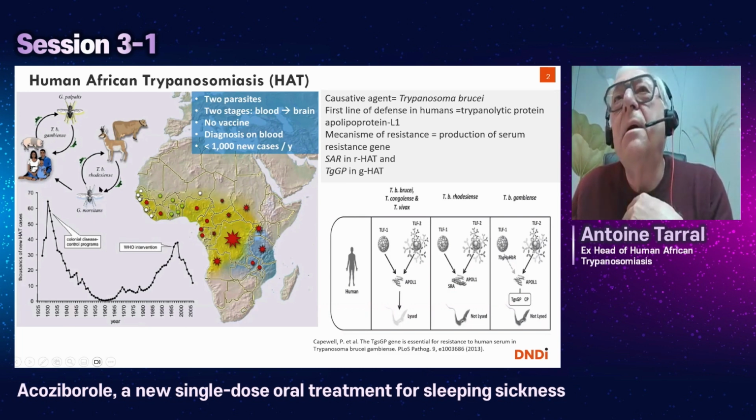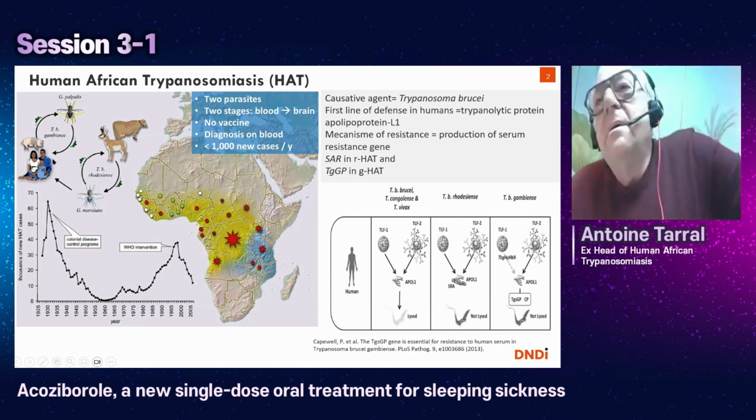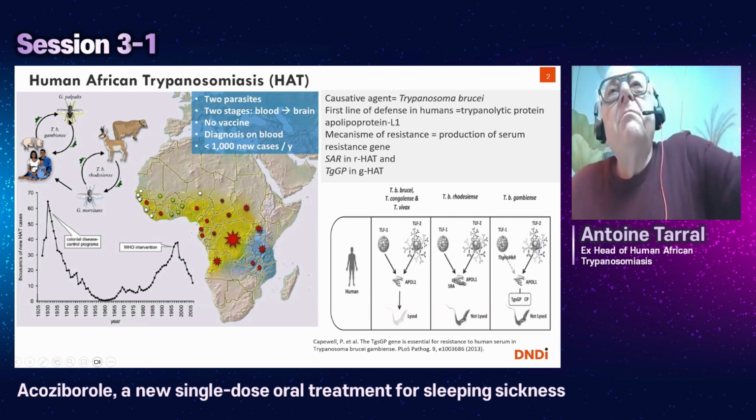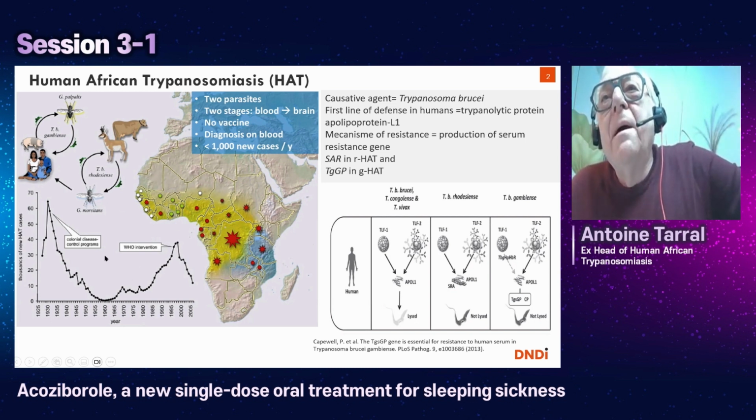The reservoir of the Gambiense is human, and the vector is the tsetse fly, Glossina palpalis, for this disease. And you also have another color here in blue, which is the other form of the disease, the Rhodesiense disease, with Glossina morsitans as the tsetse fly. The reservoir is also human.